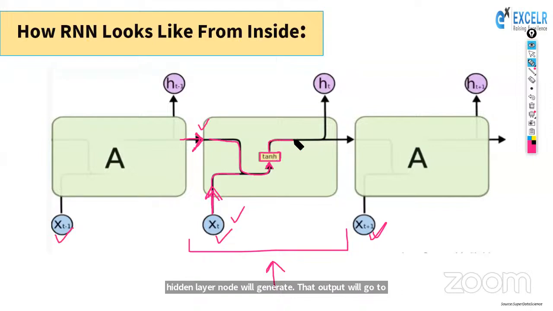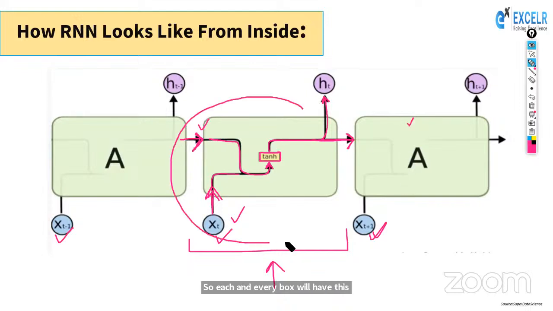The first place is the output of the output layer node. And this output will also go to the next layer, hidden layer input, right? So this output will be the input for the next layer node. Each and every box will have this kind of internal architecture, exactly the same as what we draw from a neural network point of view.